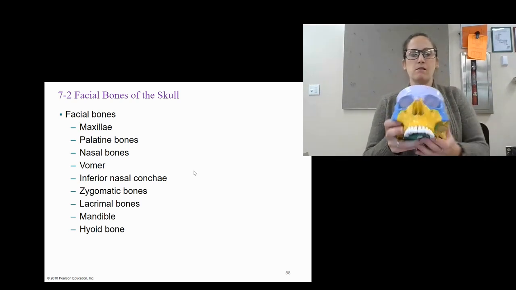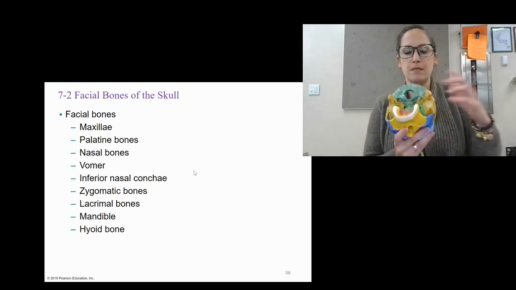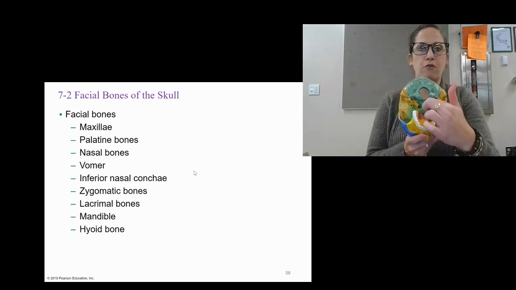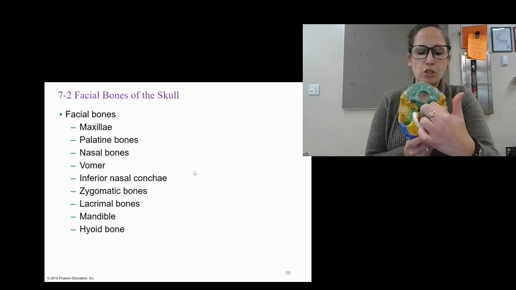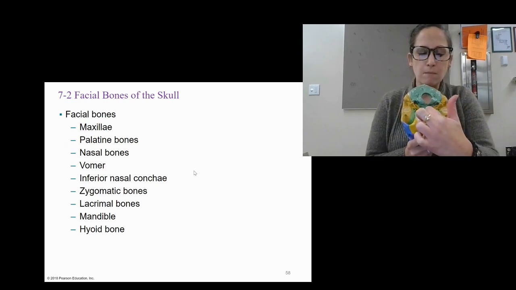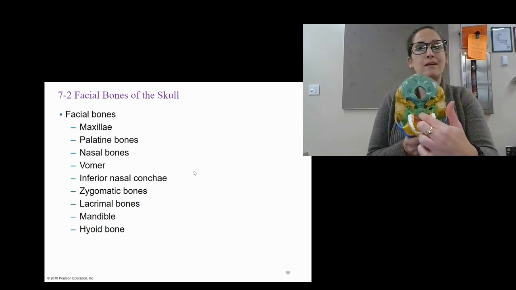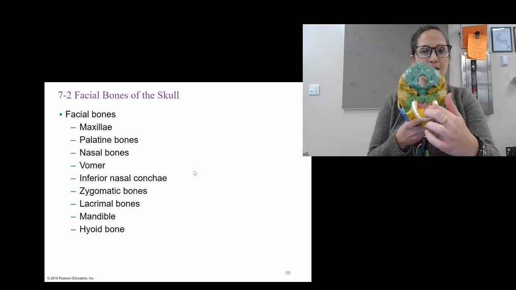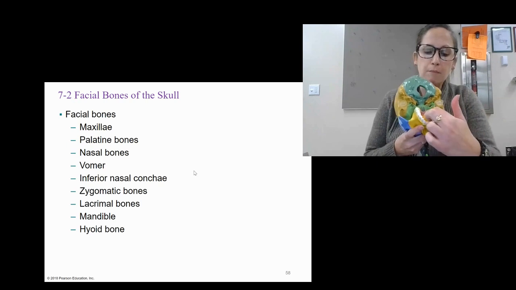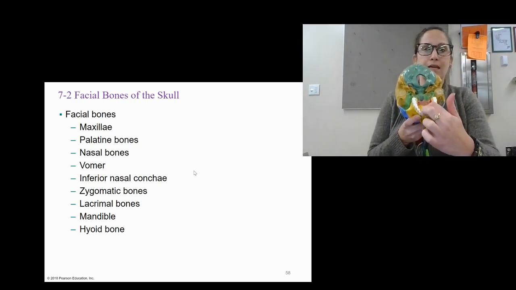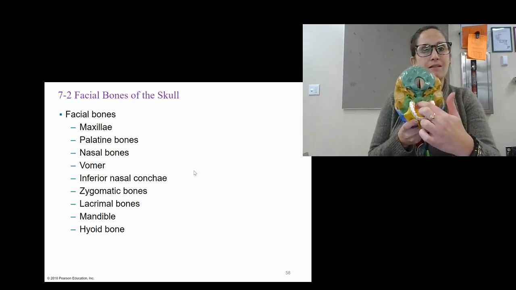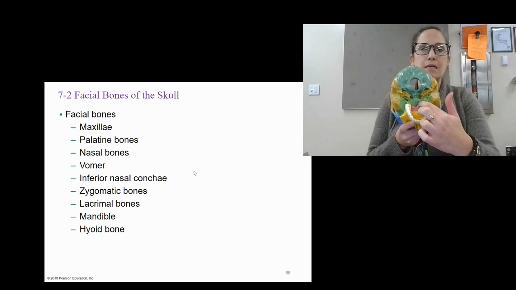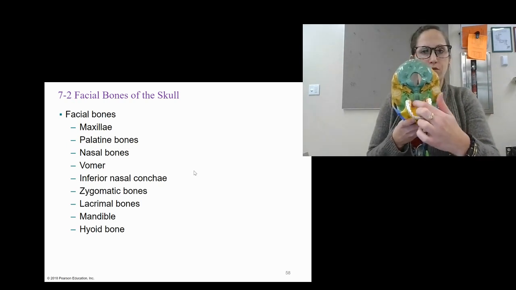If I take my skull and I flip it and I open, I'm going to take a look inside at what forms the roof of my mouth. There are two small bones that form the posterior portion of what's referred to as the hard palate. The maxillae are forming the anterior portion, and these two small palatine bones are forming the posterior portion, which you can see here.